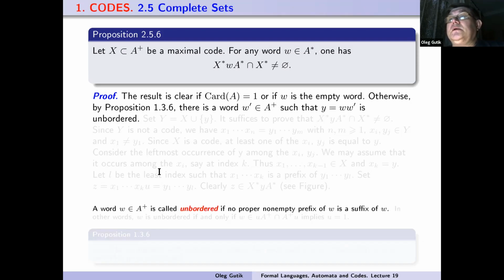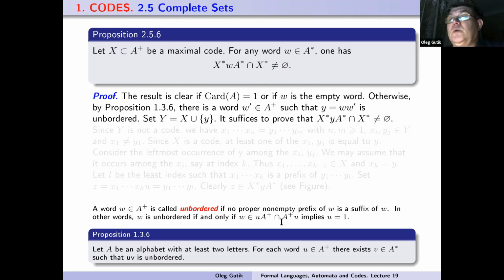We recall that a word W from the free semigroup A+ is called unbordered if no nonempty prefix of W is a suffix of W. In other words, the word W is unbordered if and only if W belongs to the following set: for U in A+ with U A* intersected with A* U, it implies that U is equal to the empty word, where A+ is the free semigroup generated by the alphabet A.